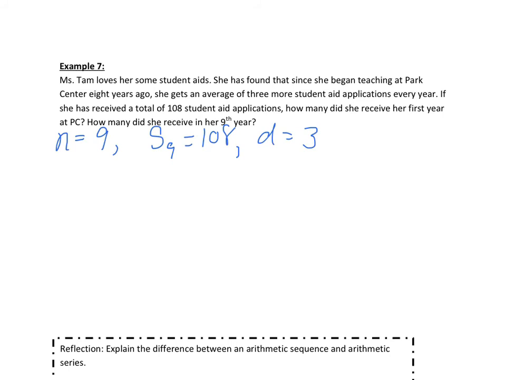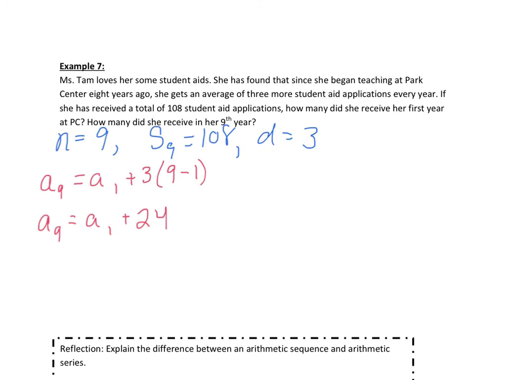We can do this the exact same way. We're going to set up the same formulas. We're going to set up a formula for a sub n, or a sub 9 in this case. That's going to be a sub 1 plus 3 times 9 minus 1, and I am going to go ahead and change this because this is a sub 9. Okay, and that means that the 9th term is going to be a sub 1 plus 3 times 9 minus 1. 9 minus 1 is 8. 3 times 8 is 24. So this is telling me that whatever she had the first year, she added 24 to that by her 9th year.